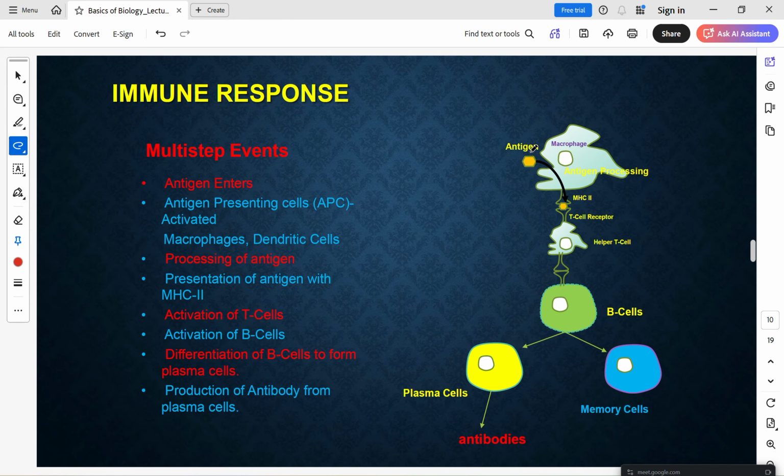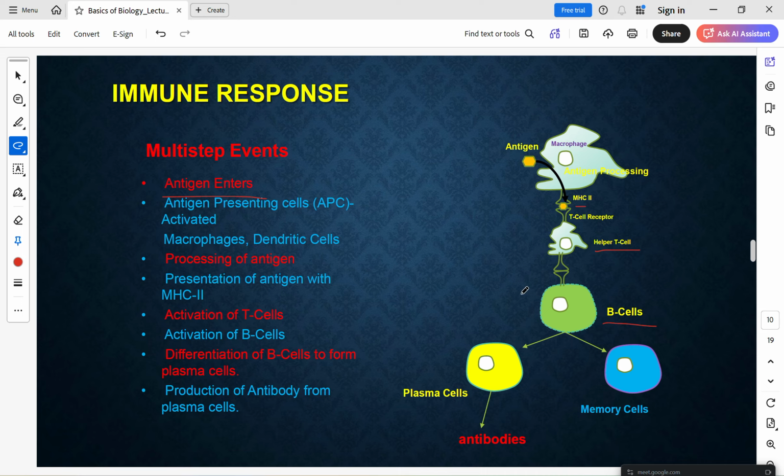Immune response is a multi-step process. When the pathogen or the antigen enters, the macrophage takes up the antigen, then does processing, then presents it with MHC class 2. MHC2 along with the antigen can then bind to helper T cells. These activated helper T cells, because they now know what the antigen is, can then activate B cells.